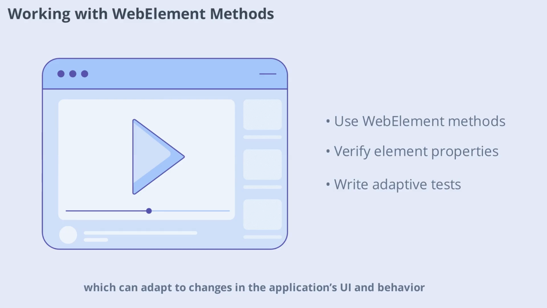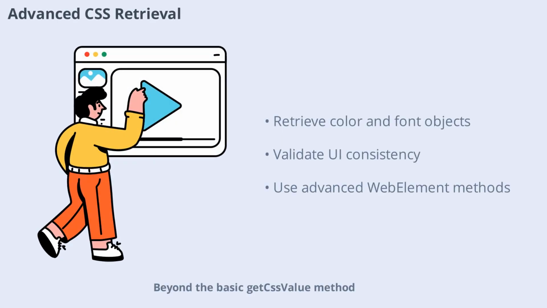Beyond the basic getCssValue method, Selenium's WebElement class provides specialized methods for retrieving lists, numbers, colors, fonts, and dimensions from CSS properties. For example, getCssValueColor returns a color object, while getCssValueFont returns a font object. These advanced methods enable more precise validation of UI elements, especially when you need to ensure consistency across different browsers and devices. By using the appropriate method for each property, your tests become more reliable and detailed.